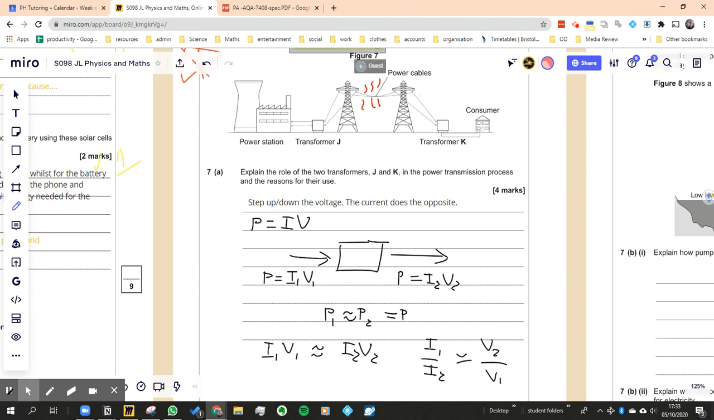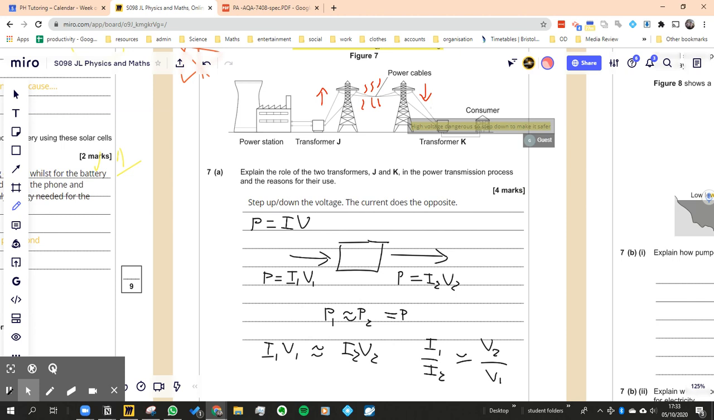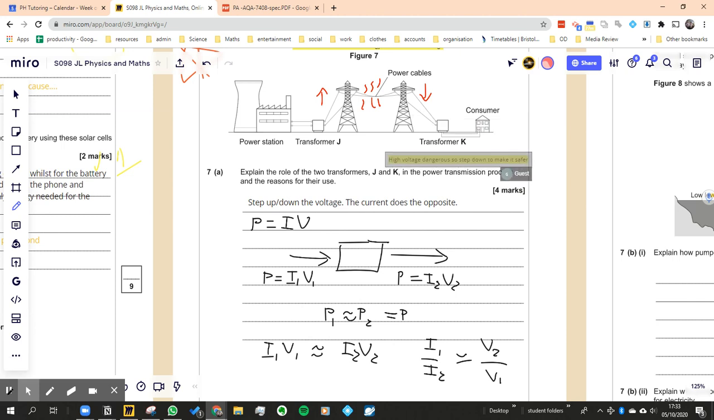And then when we get nearer to residential areas, consumers and so on, a high voltage is very dangerous. So we step down the voltage to make it safer at the other end. So we step up the voltage when we're about to transmit over long distances, so that we decrease the current, which reduces the heat loss. And then when we get to the residential areas, we step down the voltage, because lower voltage is safer than higher voltage.